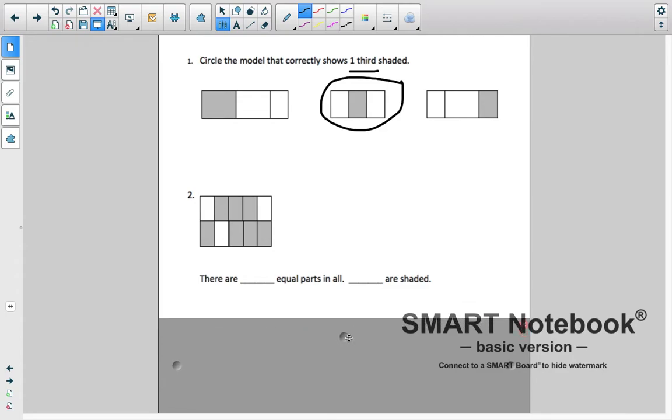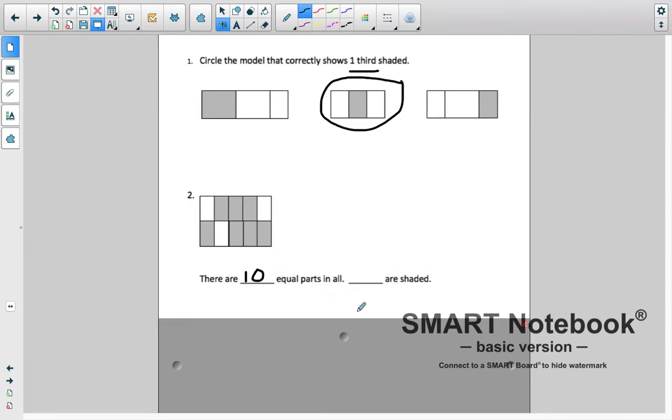All right, now it says there are blank equal parts in all and blank parts are shaded. So let's see how many equal parts are in all first. We need to count all of the pieces. So let's count together. 1, 2, 3, 4, 5, 6, 7, 8, 9, 10. So there are 10 equal parts all together.